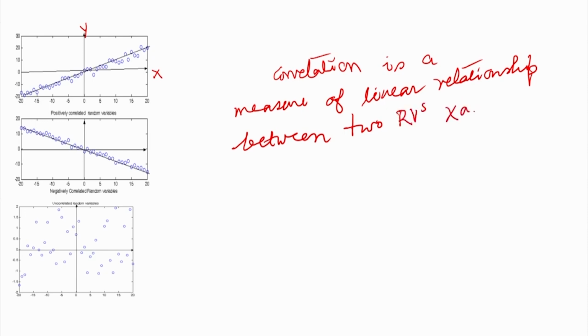x and y. Now, if x and y are uncorrelated, we cannot approximate one by the other by plotting an approximate straight line between them. So, that way correlatedness is a special case of dependence. That dependence is linear dependence, that x and y have linear dependence between them, which can be represented by the correlation or correlation coefficient.